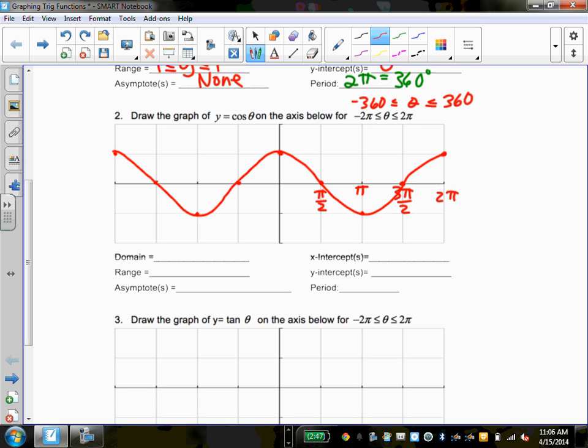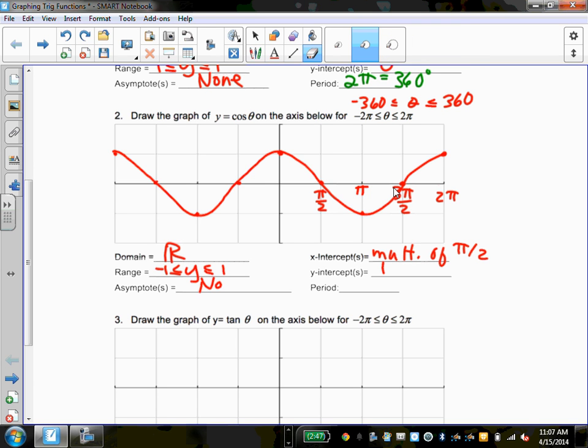With the domain of all reals, a range between negative 1 and 1. No asymptotes for this graph either. These x-intercepts are multiples of pi over 2, or 90 degrees. The y-intercept is 1 because the cosine of 0 is 1. And this period is the same as the sine. It takes 360 degrees, or 2 pi radians, to complete a full cycle.